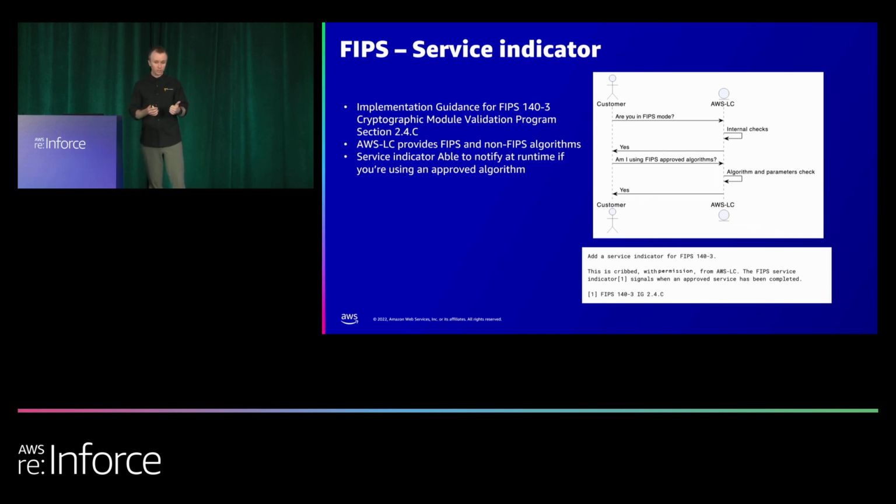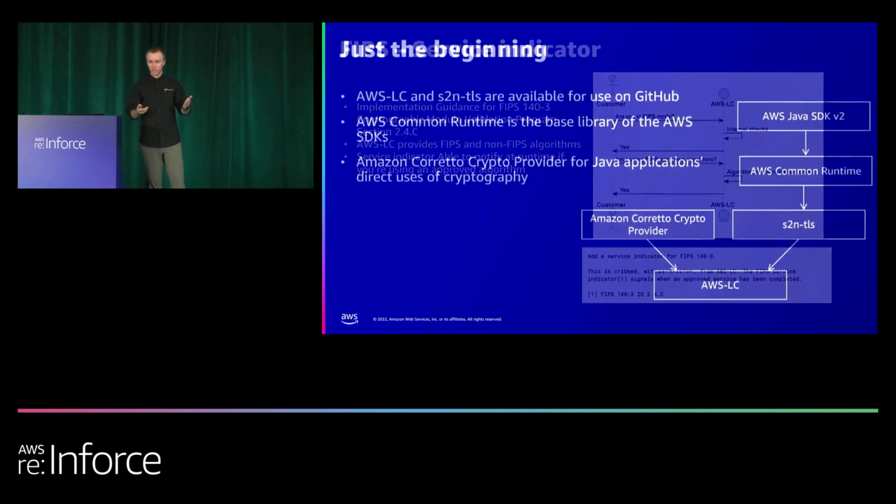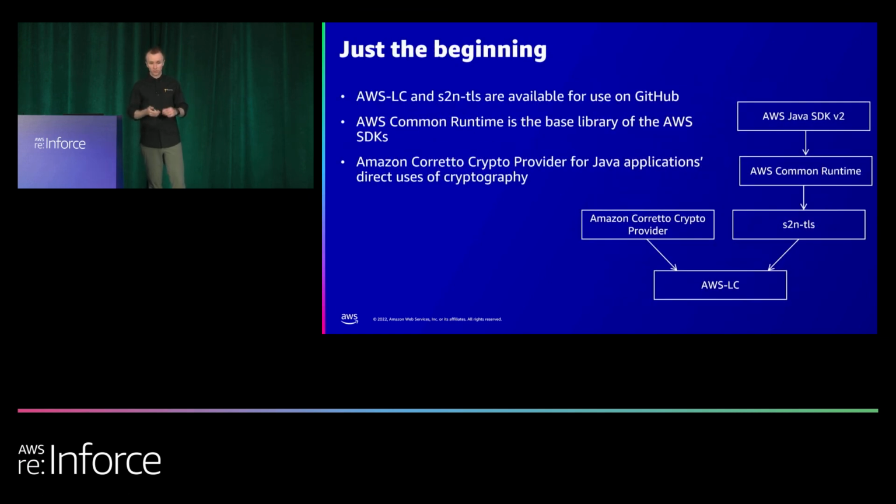So we had accomplished making sure we were compatible with other dependencies. We ensured we were API compatible with the cryptography that S2N TLS needed. We ensured we met the same performance requirements and regulatory requirements. But that's just the beginning. AWS-LC and S2N TLS are both available for use on GitHub. And on GitHub, you can see more details about how we specifically implemented the service indicator, all of the performance improvements, and how S2N TLS managed the prefixed internal build of AWS-LC.